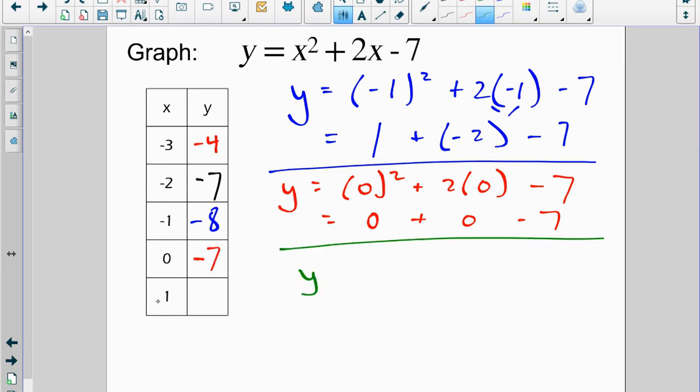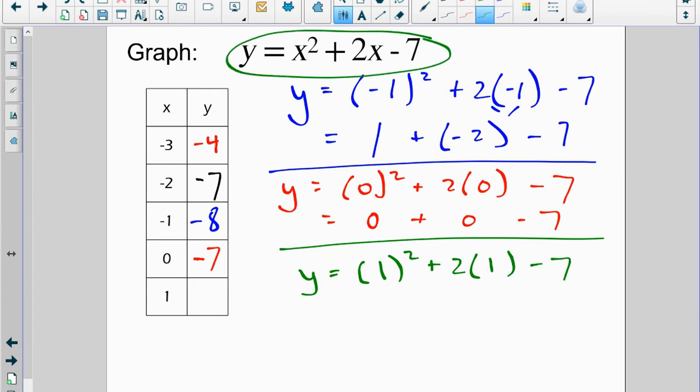And the last one we have is when we have an x value of 1. So we have 1 squared plus 2 times 1 minus 7. Just a reminder, I'm using this equation and I'm just putting the x value in the place of x. All right, so 1 squared is 1, 2 times 1 is 2, 1 plus 2 minus 7 is negative 4. All right, so we have our ordered pairs. Now it's time to plot them, to graph them.